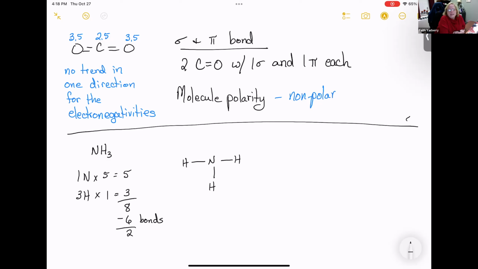The next step says to give your outer atoms an octet. Our hydrogens already have an octet because they only needed 2. And they have 2 within the bonds. But our nitrogen, in order to have an octet, needs the other 2, which we had left over. If you look at it, everybody has an octet. So this is the structure for ammonia.